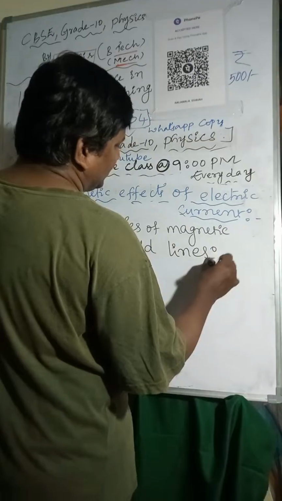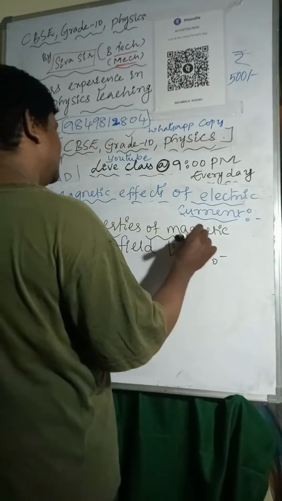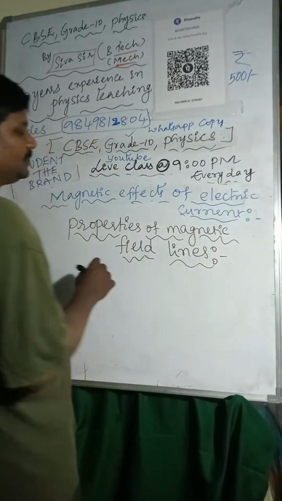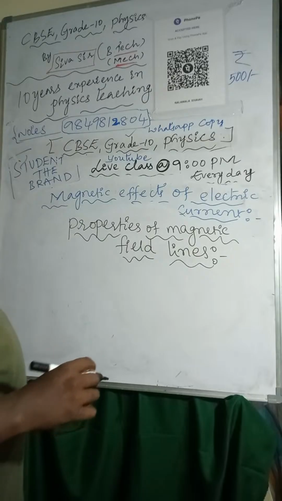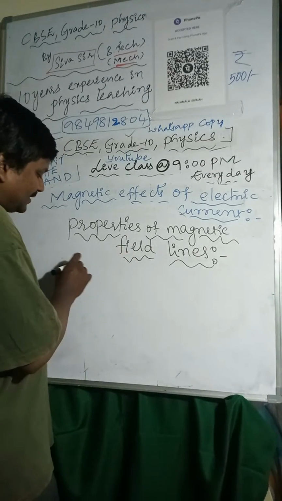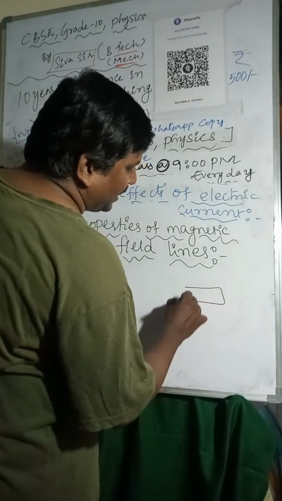Okay. Okay, done. So I'm here. I am here only. Okay. So the properties of magnetic field lines. Actually I'm taking this bar magnet.